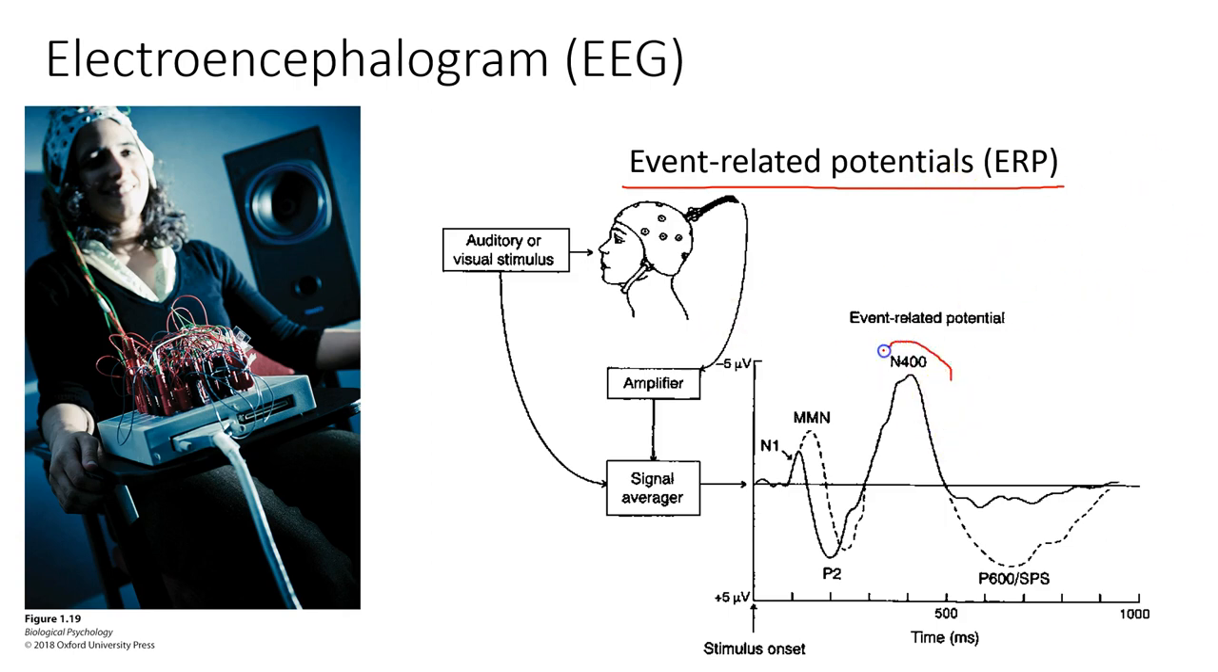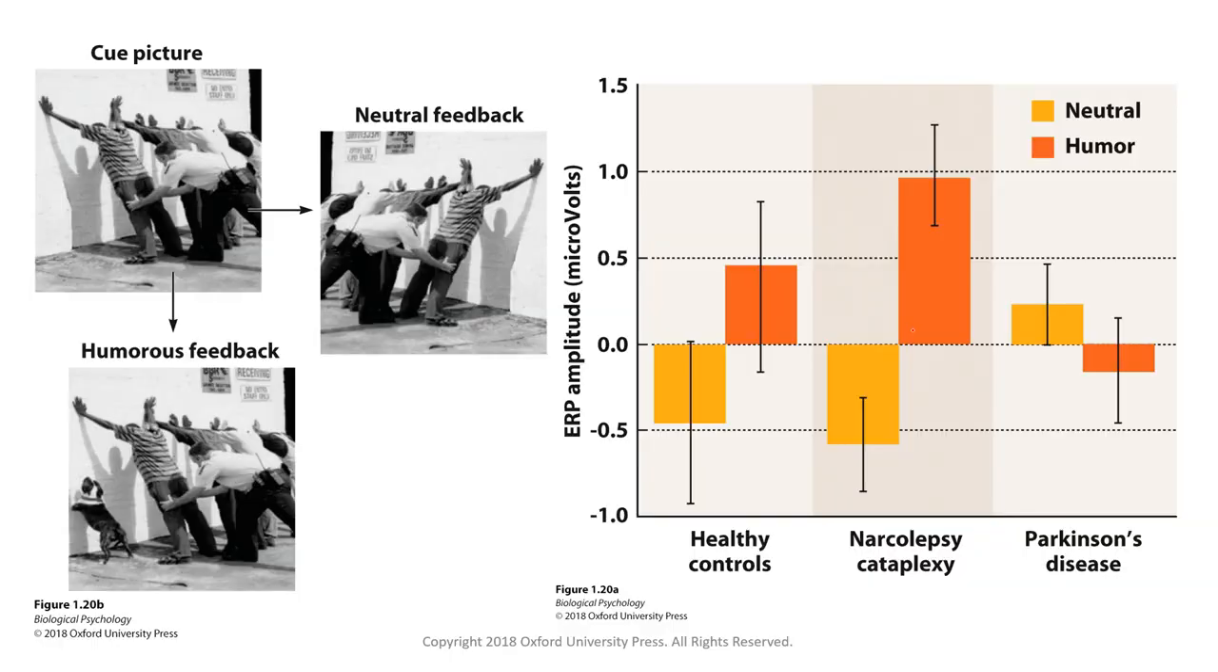Here's an example of an event-related potential following the presentation of a stimulus right here. After about 400 milliseconds, you see an increase in activity within the brain, representing the brain's response to that particular stimulus that was presented. This technique can also be used for sleep research, which we'll be discussing later in the semester. You can also use ERPs to see how people respond. In this particular example, they noticed that people with narcolepsy and Parkinson's disease responded differently to humor.